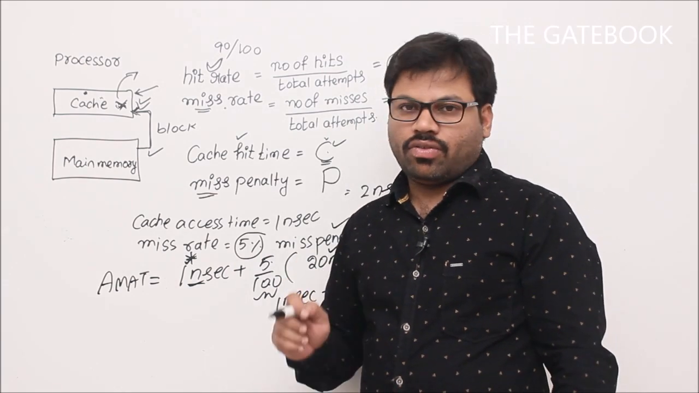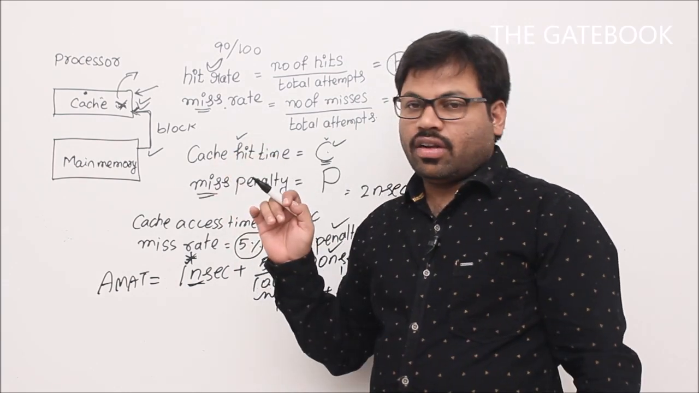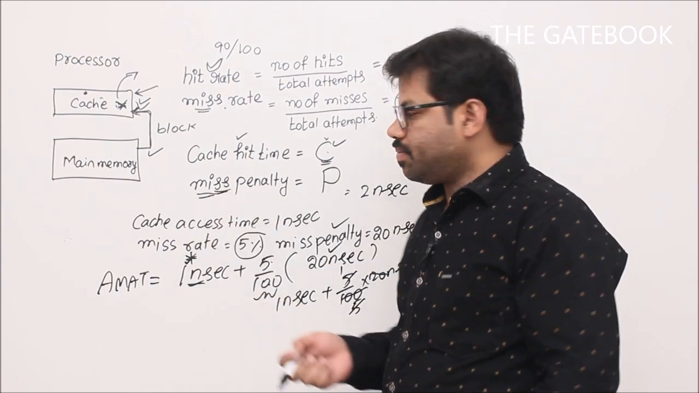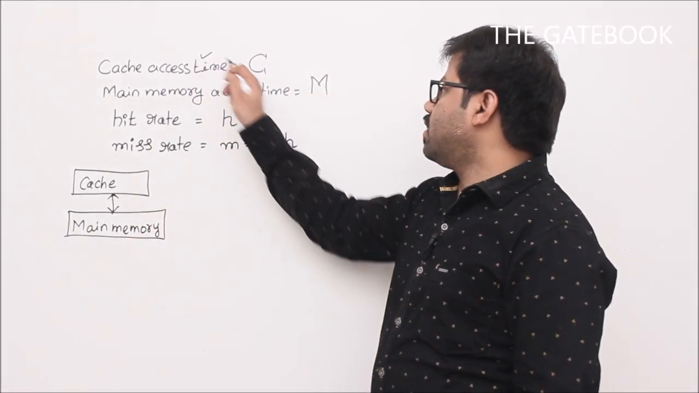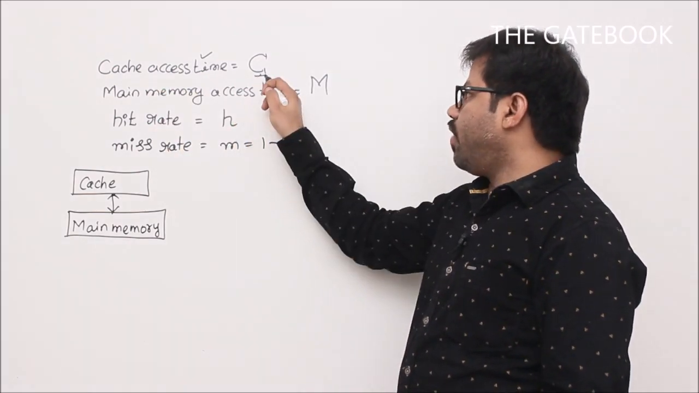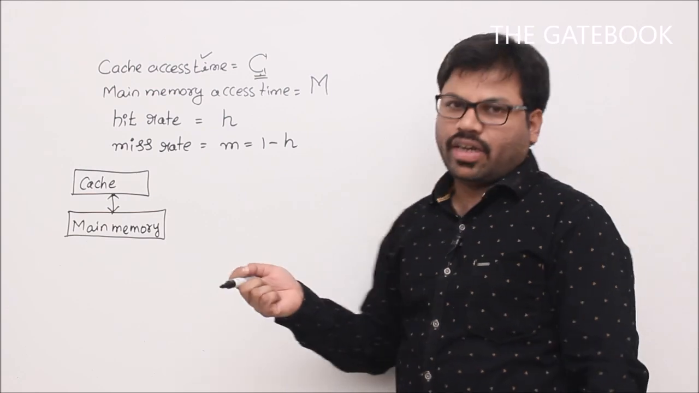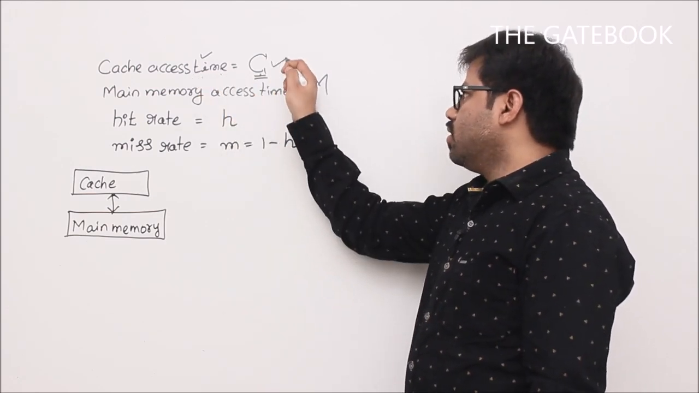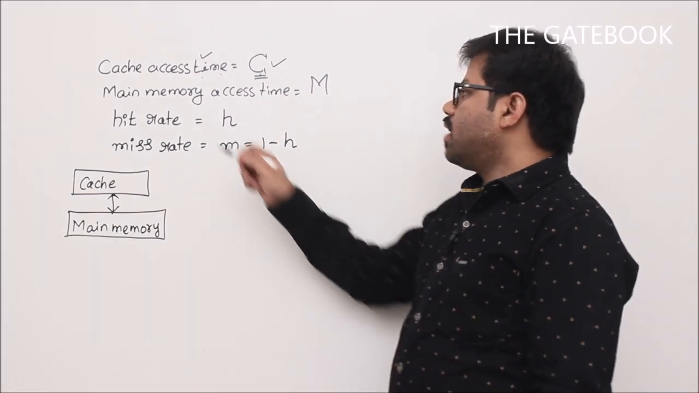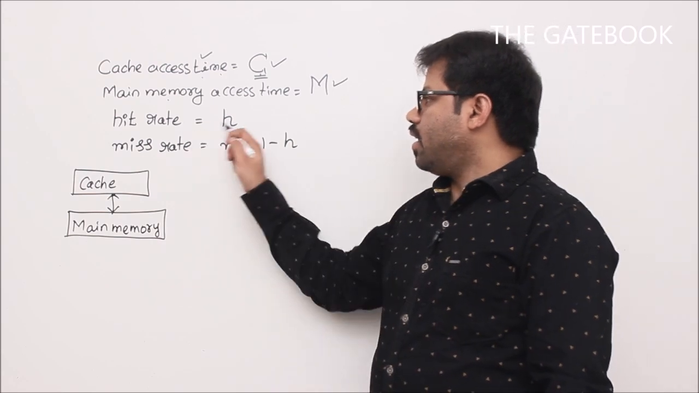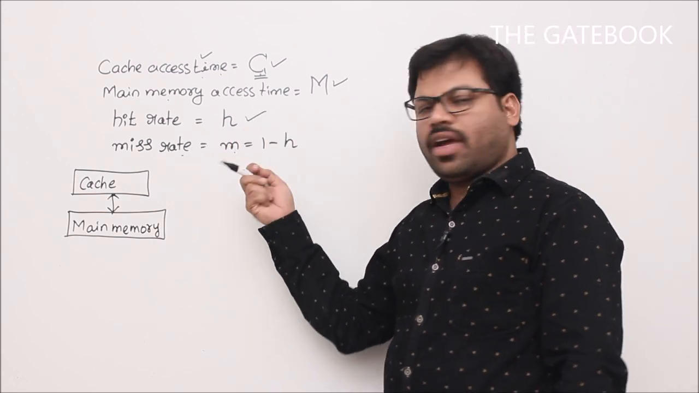Okay. Now, we will see one more model. So rather than miss penalty, they say something else. See this one. You have cache access time C, main memory access time M. This time they are using different terminology, but it is almost the same. Try to understand. So we access the cache sometimes, that is C, we access main memory, that is M, hit rate is H and miss rate is small m as usual.